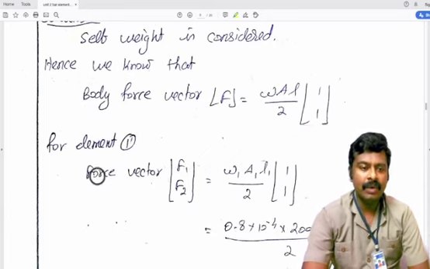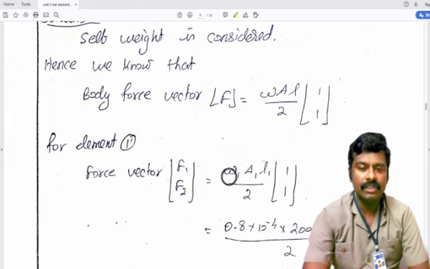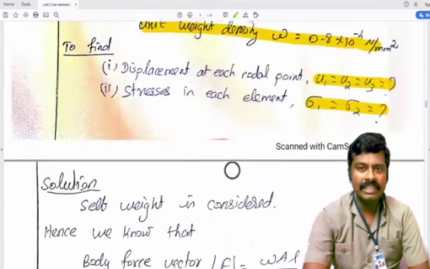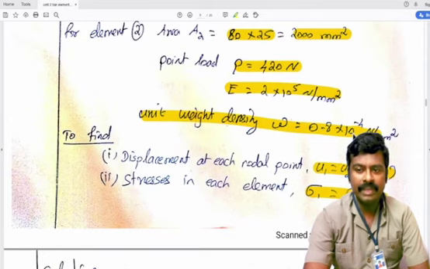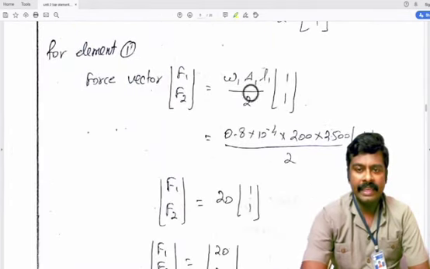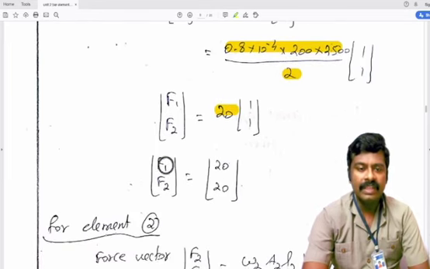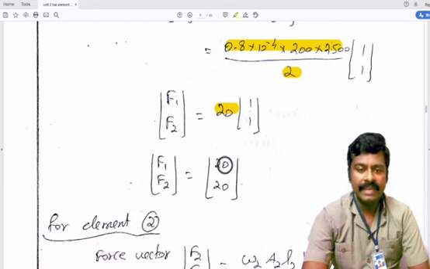For element 1, the force vector has two nodes, node 1 and 2. Therefore F1 F2 equal to w1 A1 L1 by 2 matrix 1 1. w1, that is unit weight density, equal to 0.8 into 10 raised to minus 4, and area A1 equal to 2500 mm square, length L1 equal to 200 mm, divided by 2, matrix 1 1. After simplifying these equations, the value yields 20. Therefore F1 F2 equal to matrix of 20 20.